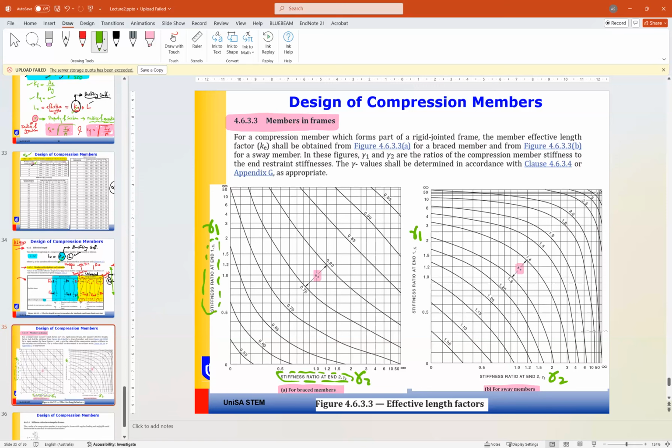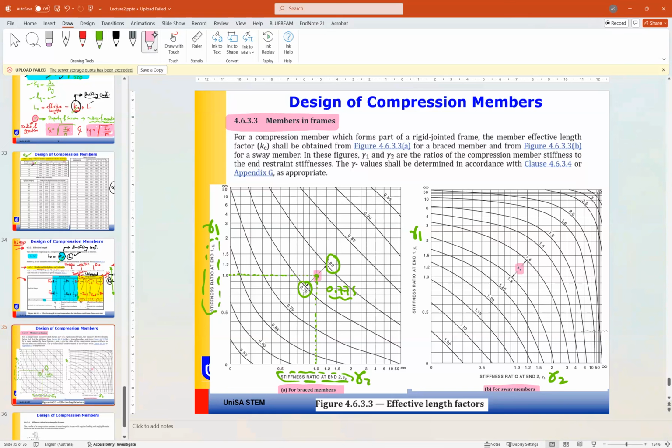If you know gamma 1 and gamma 2, you can easily, for example, if we have one here and one here, find K effective is something between 0.8 and 0.75. So you can take it as, for example, 0.775. So this is just an example.